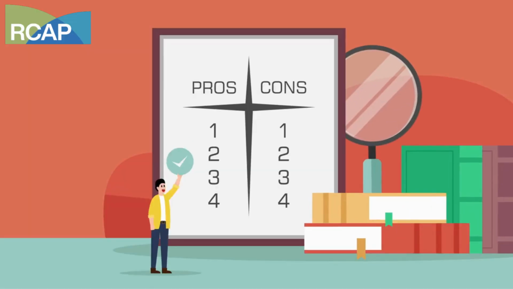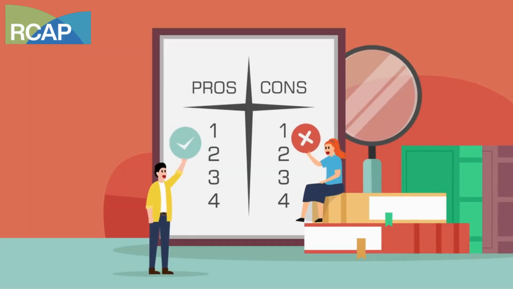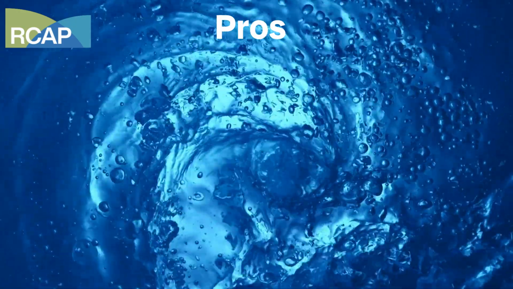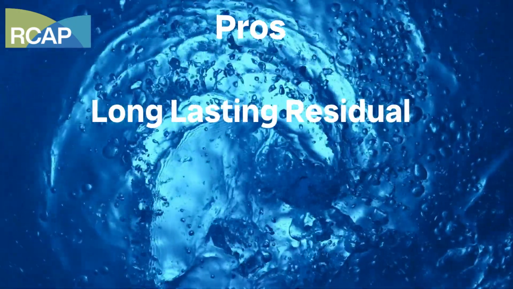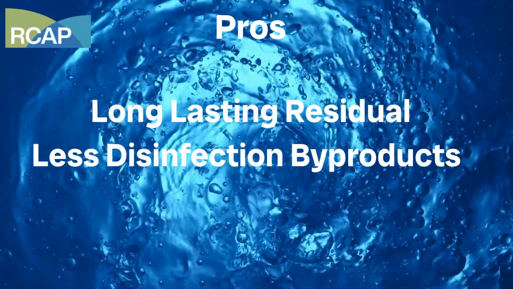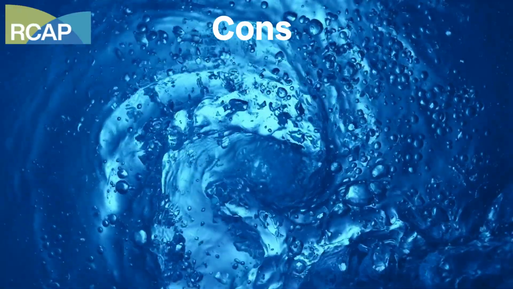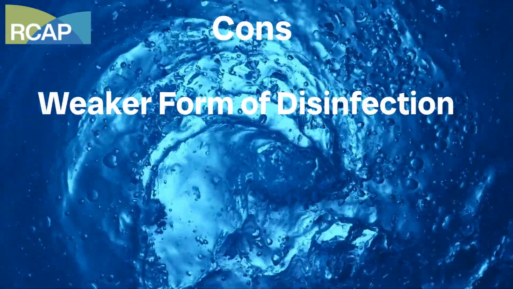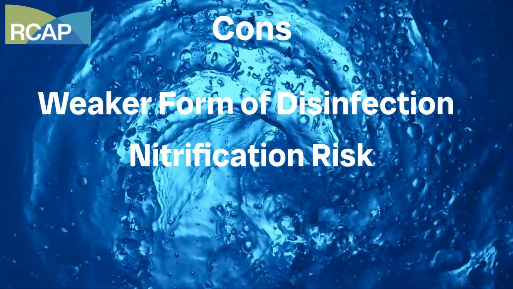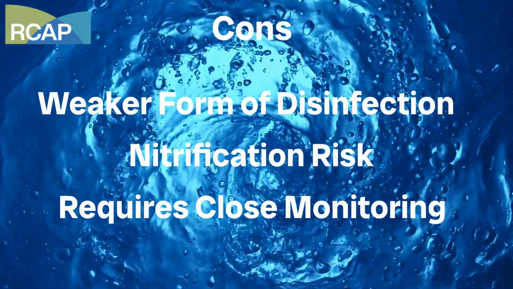Now let's look at the pros and cons of using chloramination. The pros of chloramination include that it creates a long-lasting residual with fewer disinfection byproducts and could reduce taste and odor issues. The cons are that it is a weaker form of disinfection, there is a risk of nitrification, and it does require close monitoring of ammonia levels.